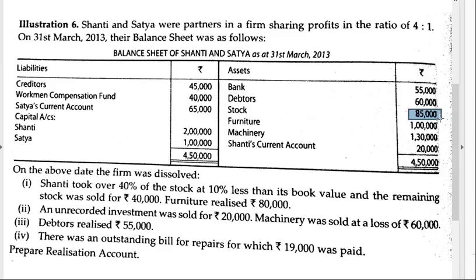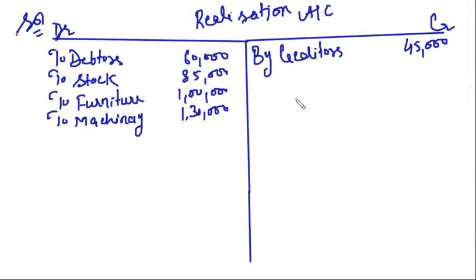The journal entry will be partner's capital account debited because the amount of asset that will be adjusted through the partner's capital accounts. Because ultimately what we are doing is we are recovering that amount from the partner. If you have to recover the amount from the partner, you will debit the partner's capital accounts and you will credit realization account. So I can say by Shanti's capital. This is for stock.